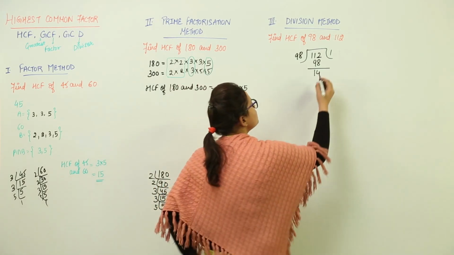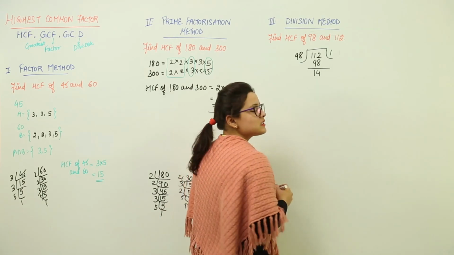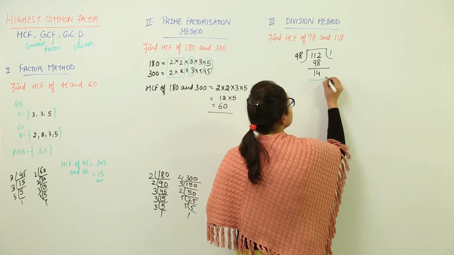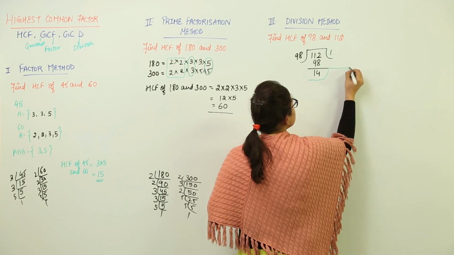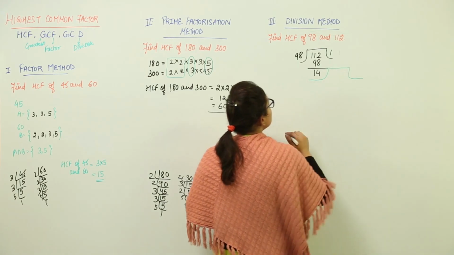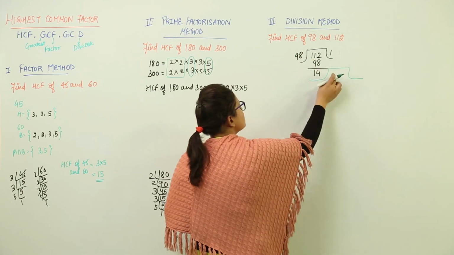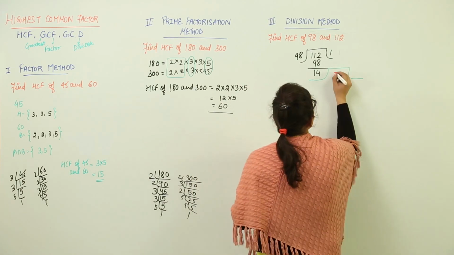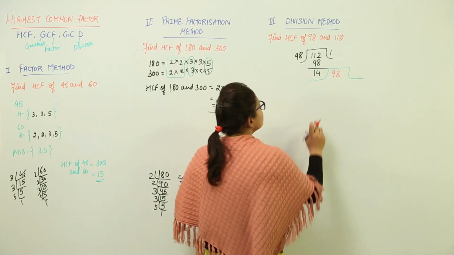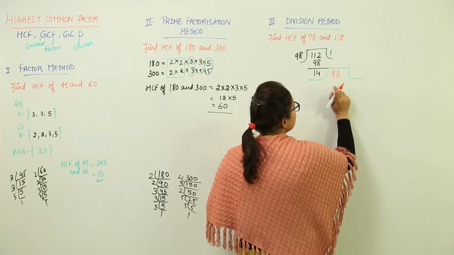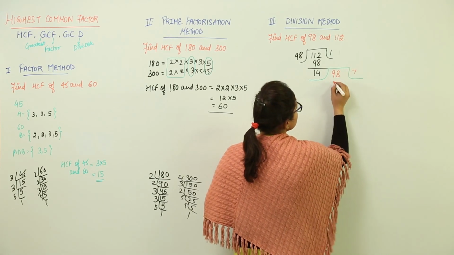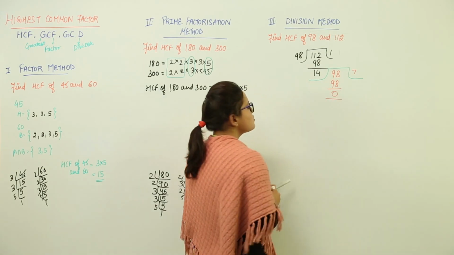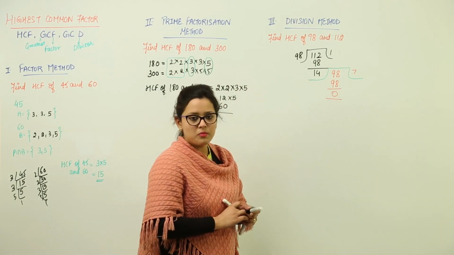Now what is going to be my divisor? The next divisor is the first remainder. So this becomes my divisor, but my next dividend is going to be the first divisor. So I'll place 98 here and continue. 14, how many times would it go? It will go 7 times, 98, and we get the remainder as 0. Because we have got the remainder 0, we'll stop over here.